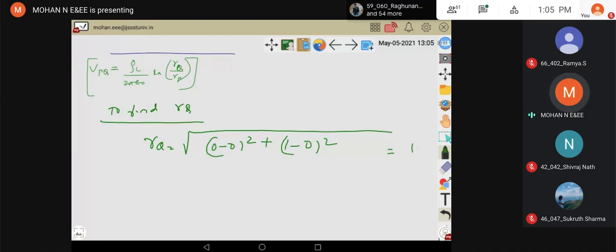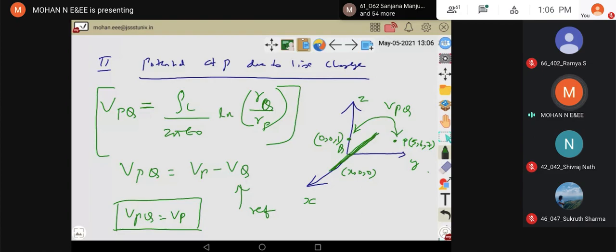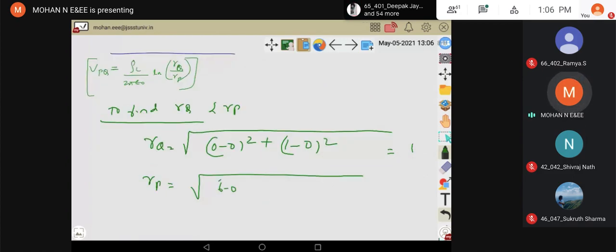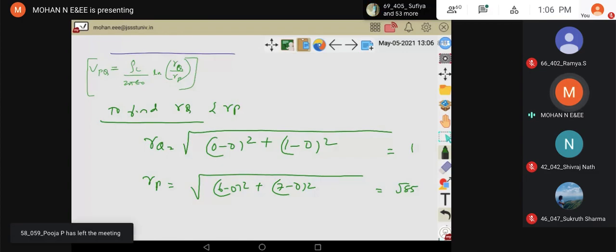That's all. So it turns out to be 1. Next, I need to find RP also. RP is straightforward. That means I have to find the distance between the line charge and the point P, and this is how I have already found it. So it is the square root of (5 minus 0) square plus (6 minus 0) square plus (7 minus 0) square. It turns out to be root 85. So I got to know our RP value as well as our RQ value.